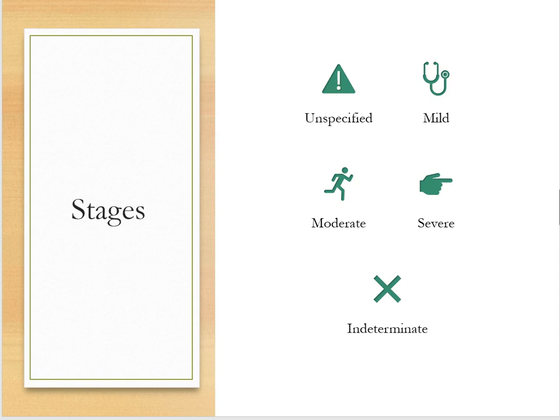And lastly, as it relates to indeterminate stage, we have a seventh character that can be used when the glaucoma stage cannot be clinically determined. Of note, we also have a seventh character, which happens to be a 0, and that is used when the stage is unspecified.